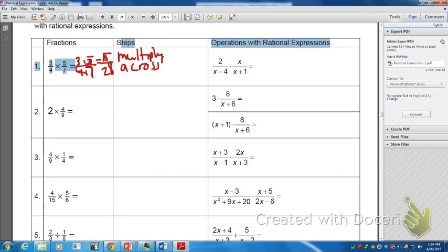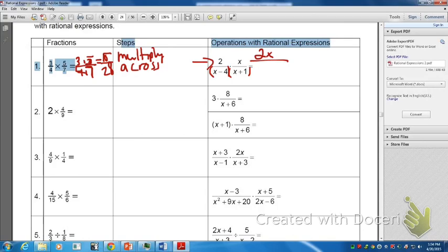Okay? So we're going to come over to our rational expression. We're going to do the exact same thing. All right? We're going to multiply across. So we're going to take that 2 times the x, which would give us what? 2x. And we're going to multiply the denominator. So in actuality, what we have are 2 binomials. How are we going to multiply those? What's our method? FOIL. We're going to have to multiply this thing by FOIL.